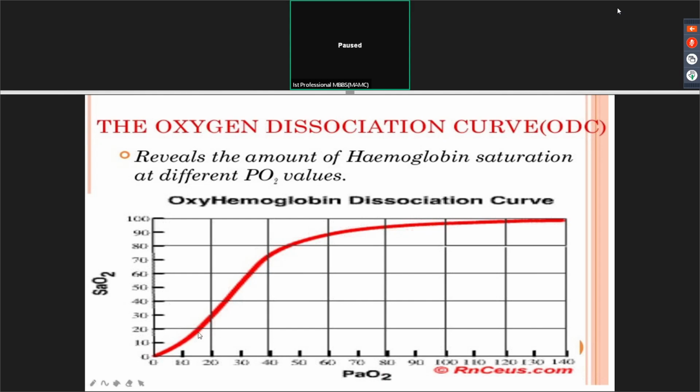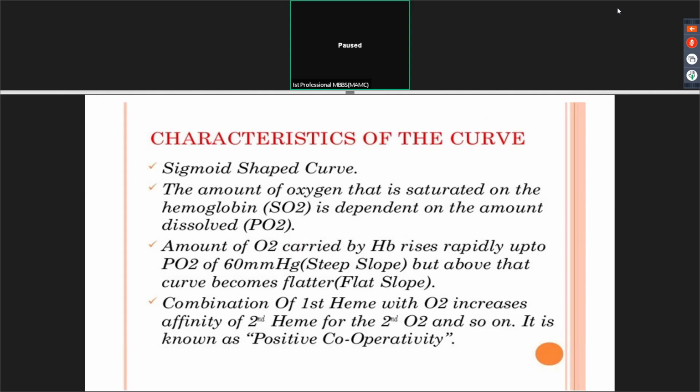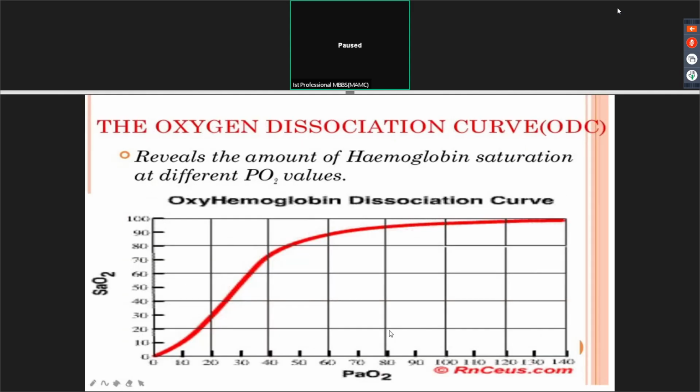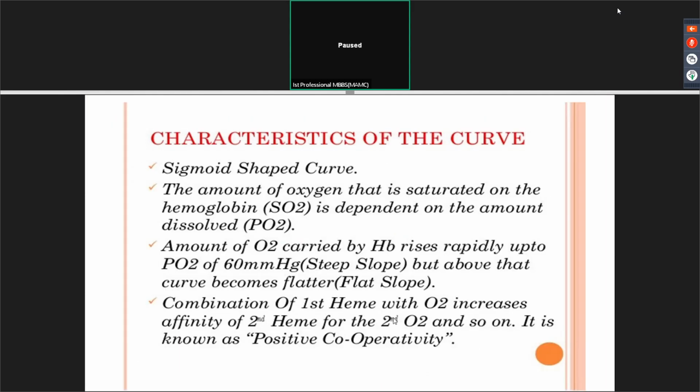And this is because of the cooperative binding of the oxygen. When the partial pressure, meaning the dissolved oxygen, is less, the binding is less, and as soon as the partial pressure increases, the binding increases and the saturation also increases. So it is a sigmoidal shaped curve. The amount of oxygen that is saturated is drawn on the y-axis, and the partial pressure is drawn on the x-axis, and the saturation depends totally on the amount of the dissolved oxygen.